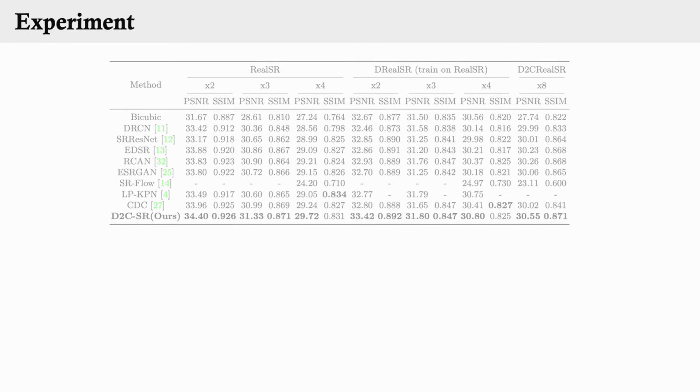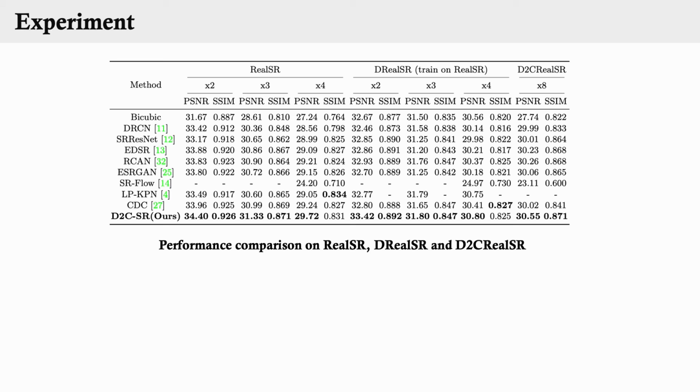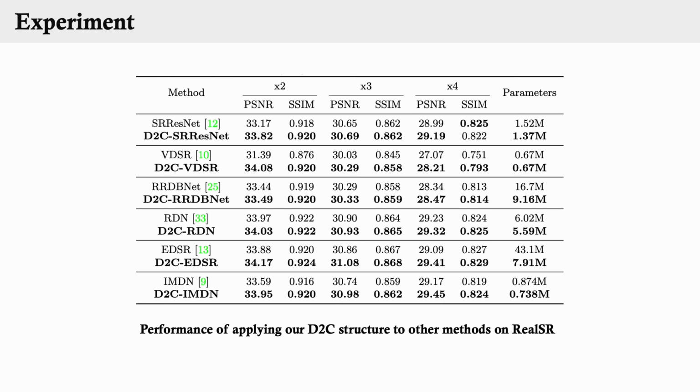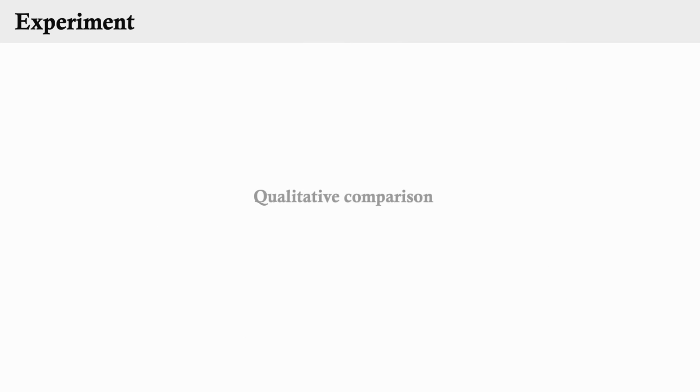We conducted experiments on 3 different real-world datasets. As shown in the table, our method outperforms the previous methods in PSNR and SSIM metrics. In the ablation study, we find that the divergence loss and deep residual layer can individually improve the performance. Further, we apply the divergence to convergence structure to other methods. We find that the performance is mostly improved compared to the original methods, with a comparable number of parameters or less. We show here our qualitative comparison with other methods.